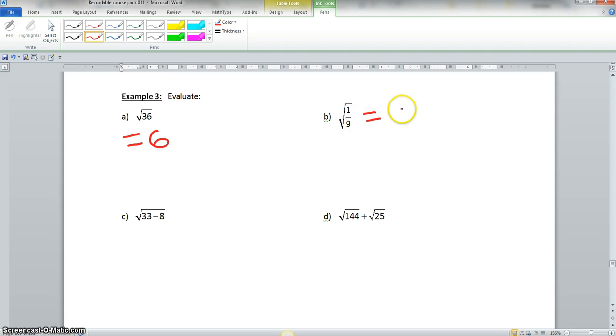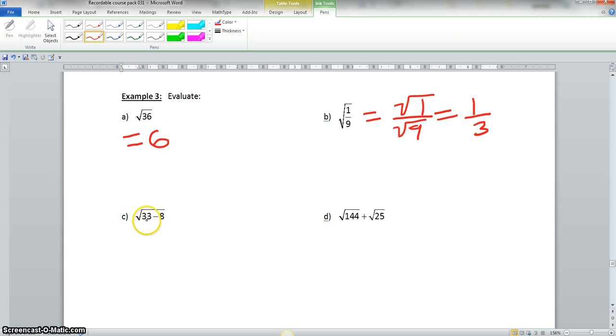Now with B, we had a square root of a fraction. This is what you should do with a fraction. Take the square root of the numerator, square root of the denominator. This means the same thing. Whenever a whole fraction is under a square root, you could take the square root of each individual term here. Square root of 1 is 1. Square root of 9 is 3. So the square root of 1/9 is 1/3.